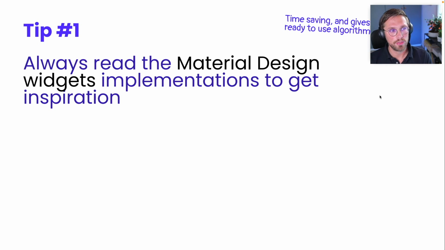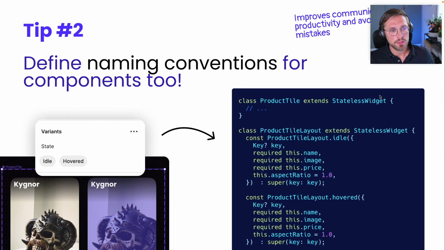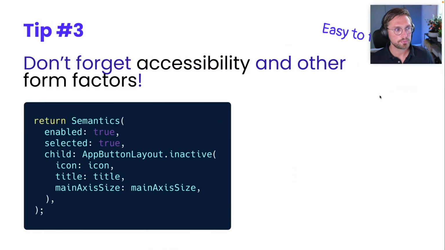Several tips for this part too. You should always read the Material Design widget implementation first before going into your own widget implementations. Like for the theme, I recommend you respect the naming conventions from the design team. Here, for example, we have an idle state and we also have an over state. So this makes communication easier again. Don't forget accessibility and to make your components responsive. It's something that can be easy to forget because we don't have the same issues as other people.